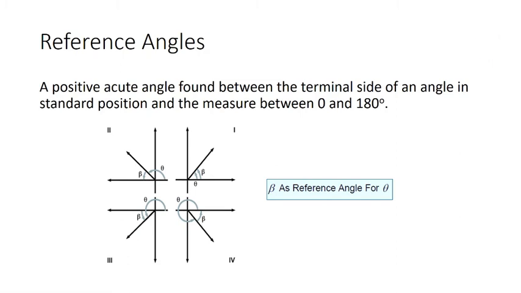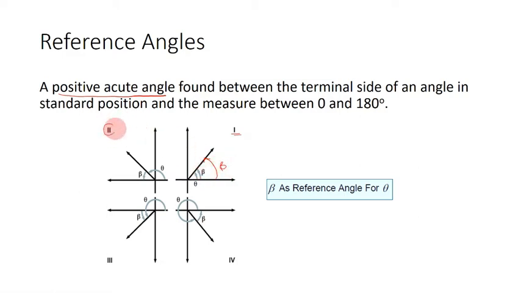So next type of angle is reference angle, which is a positive acute angle found between the terminal side of an angle in a standard position and the x-axis, with measure between 0 and 180 degree. For example, for the first quadrant, for angle theta, which is from the initial to terminal side, the reference angle is beta.